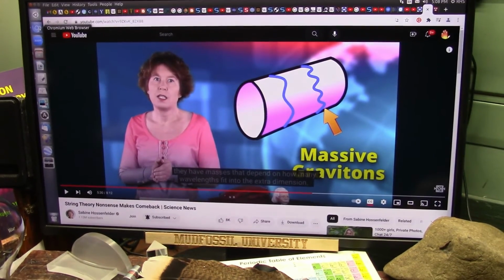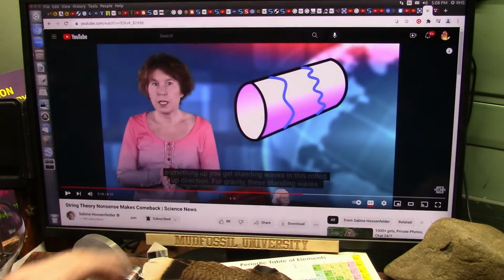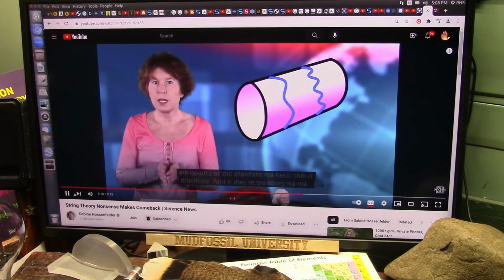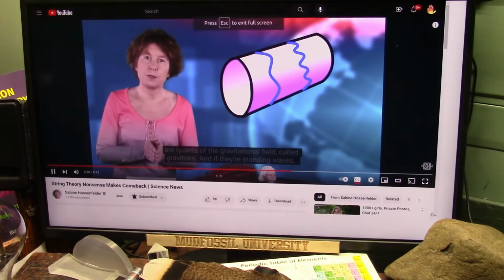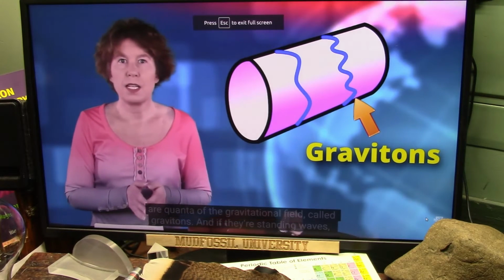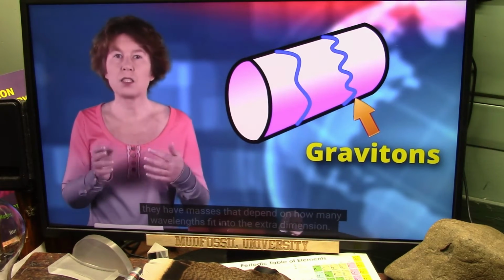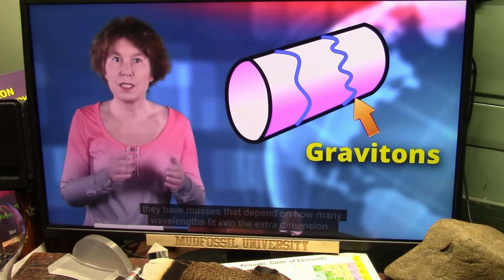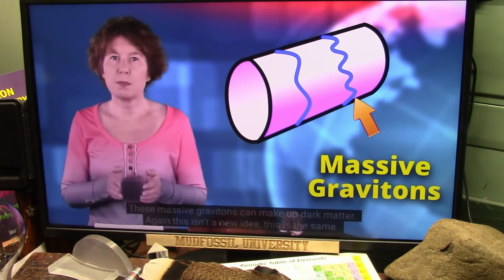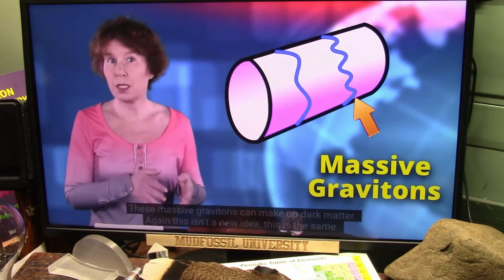Hold on. All right, so she's back into the standing waves. Quanta of the gravitational field called gravitons. And if they are standing waves, they have masses that depend on how many wavelengths fit into the extra dimension. These massive gravitons can make up dark matter.